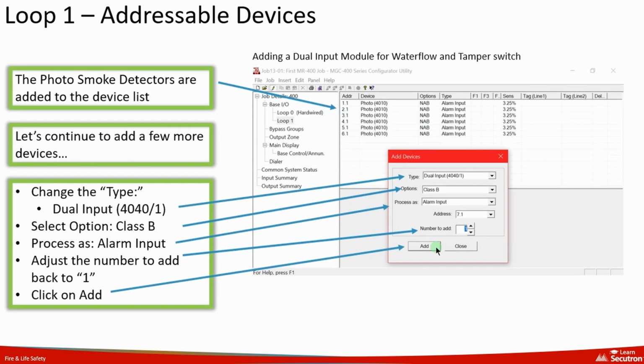After adding the photo smoke detectors to Loop 1, the configuration process continues with the addition of a dual input module. This is selected by changing the device type to dual input 4040 and setting the option to Class B. The process is defined as alarm input. Only one device of this type is being added at this point, so the number to add is adjusted to 1. After setting these parameters, clicking Add will include this module in the system configuration.